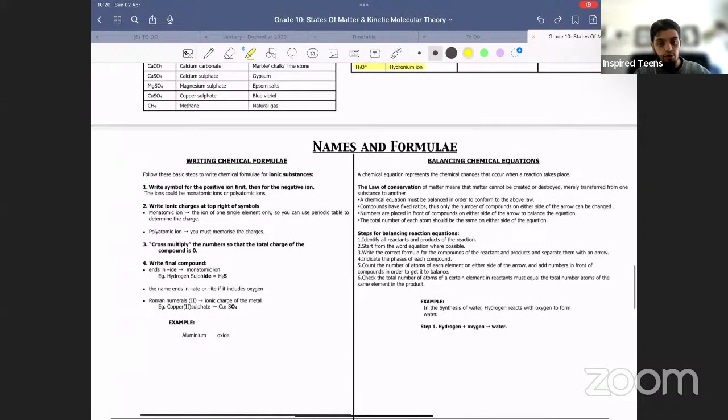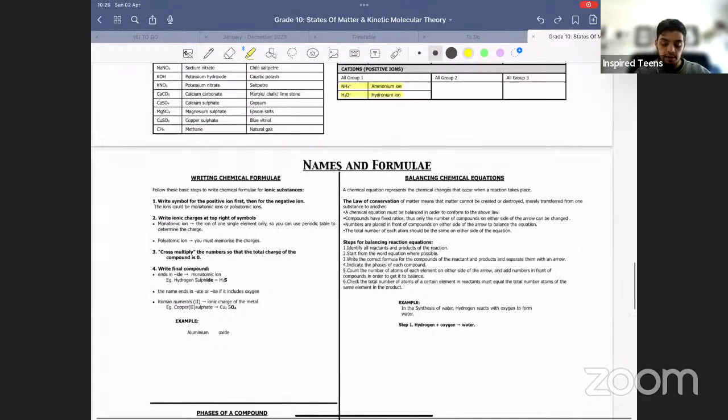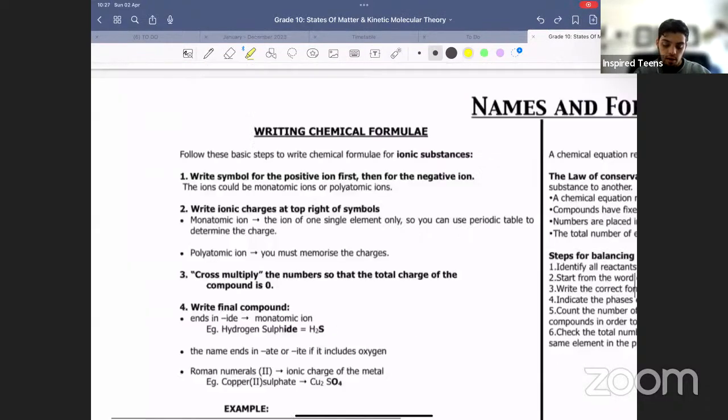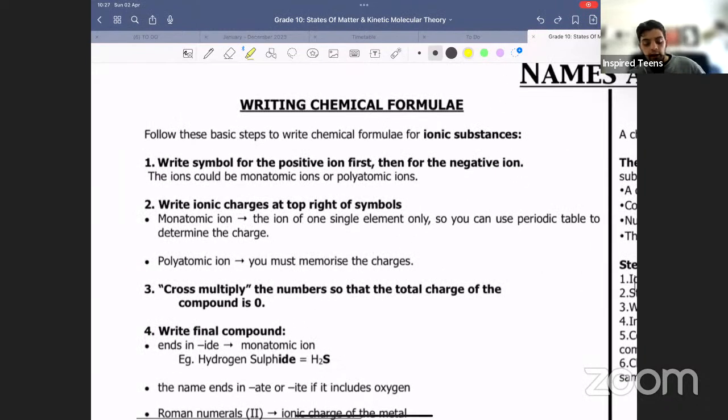Okay, let's move on to names and formulae. I think we're a little bit out of the theory now, which is good. This theory is boring, but on the practical end, writing chemical formulae, follow these basic steps to write chemical formulae for ionic, not iconic, ionic substances. Number one, write the symbol for the positive ion first, then for the negative ion. The ions could be monoatomic ions or polyatomic ions. Number two, write ionic charges at the top right of symbols, monoatomic ion.